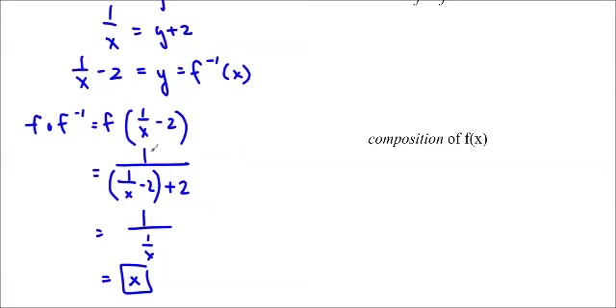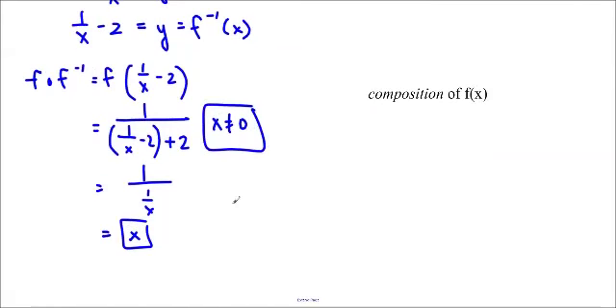However, we do have to remember the x can't be in the bottom unless it's not 0, so we do have to write that restriction in here when we find f of f inverse, okay? So f of f inverse is x, where x is not equal to 0.